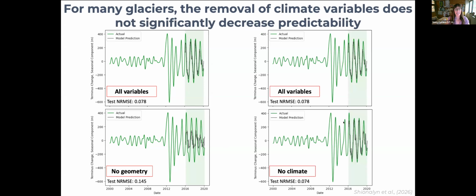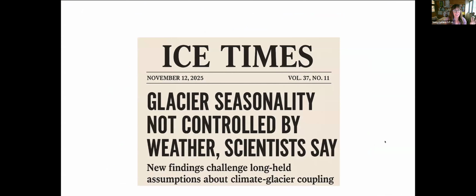But then we played the same game with climate. So these two plots are the same, and I just say, okay, now you're not going to see any climate data. And you can see that there's almost no change in our prediction. And so it suggests that climate variables aren't very important for predicting seasonal terminus change, which is kind of a ridiculous headline.